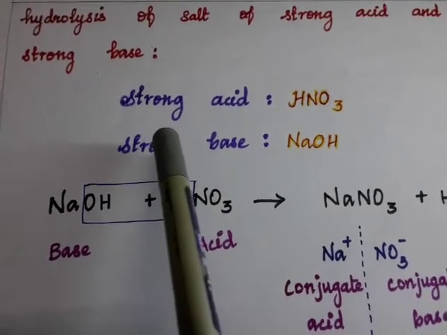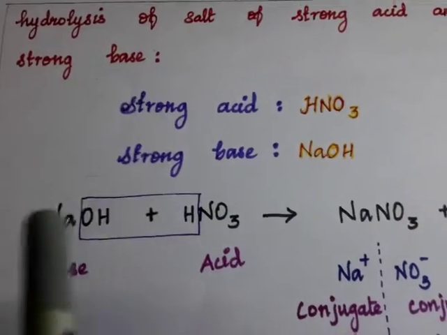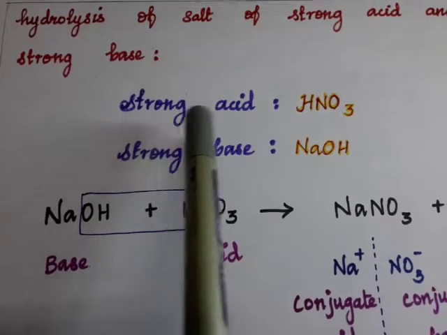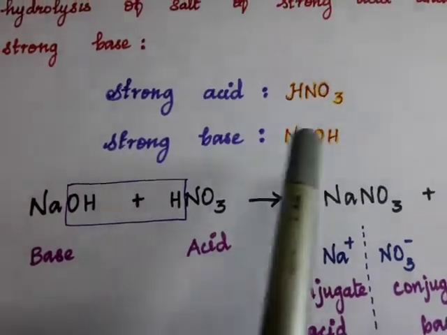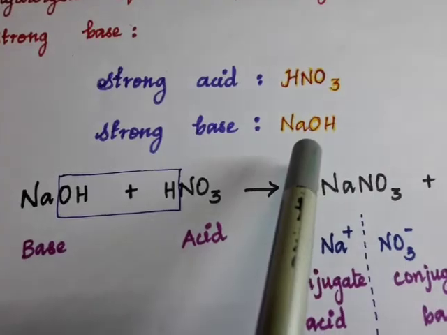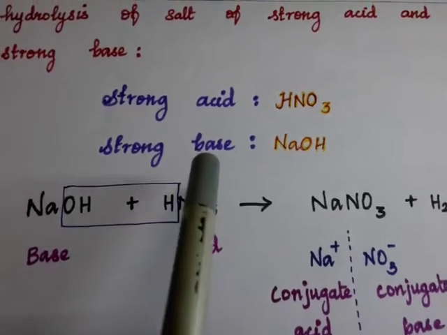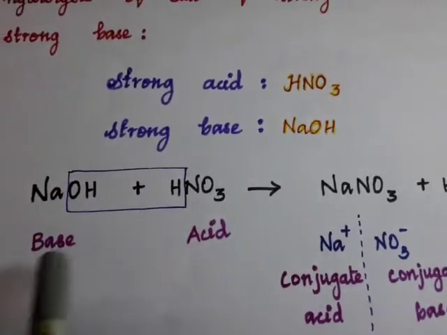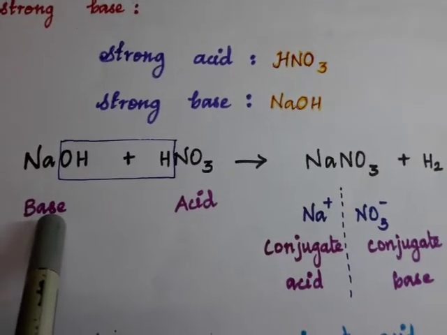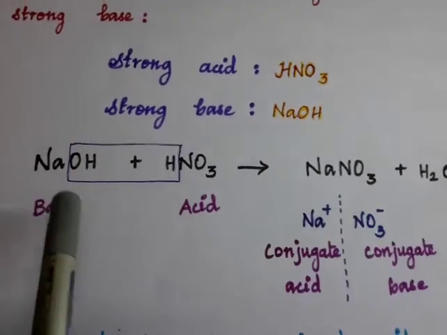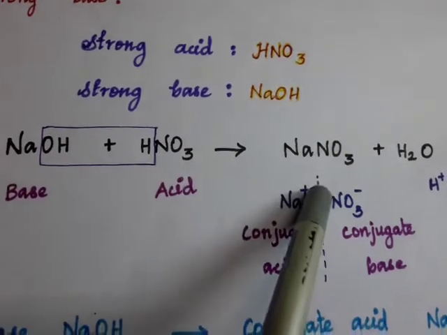Now we are going to the topic, hydrolysis of salt of strong acid and strong base. Now we take the strong acid as HNO3, nitric acid, and the strong base as sodium hydroxide, NaOH. As we said, this is a neutralization reaction. When acid and base react, we get salt and water. By the removal of H2O, the remaining we get is NaNO3 as a salt.